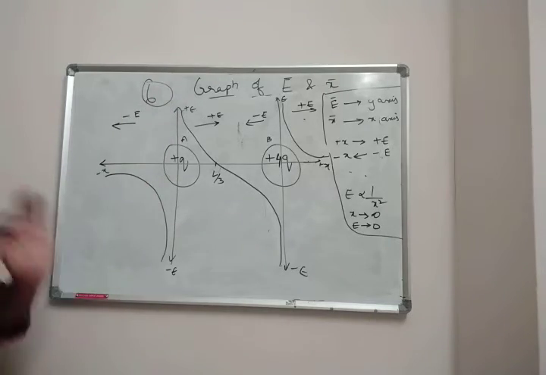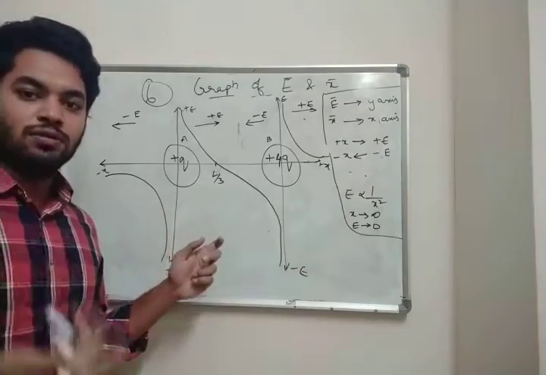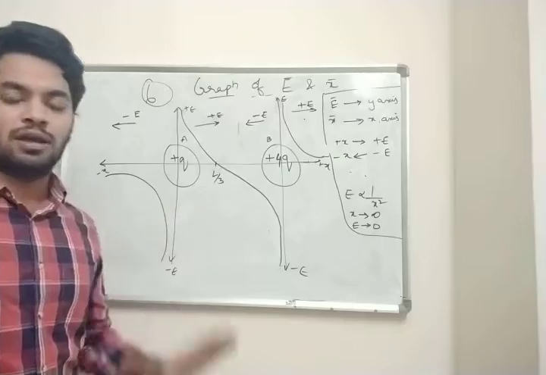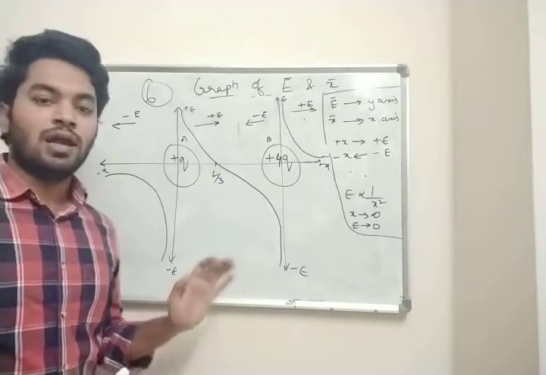So we have done 6 models. You can also try: if you want to try, take plus Q and minus 4Q and try your graph. Clear? For today we'll stop here, and I hope you understood.